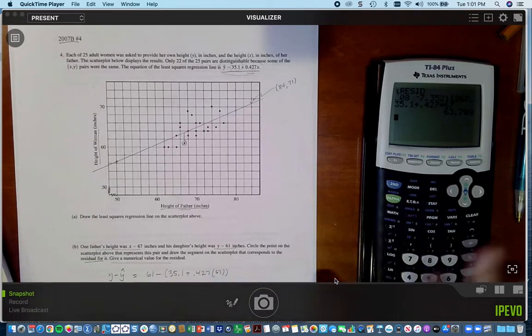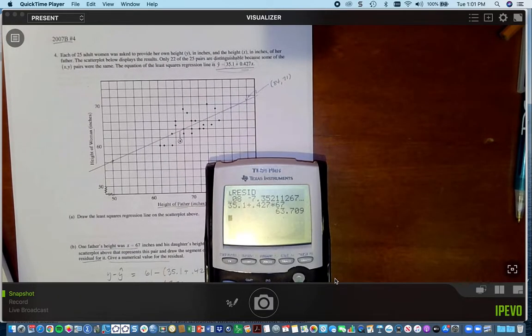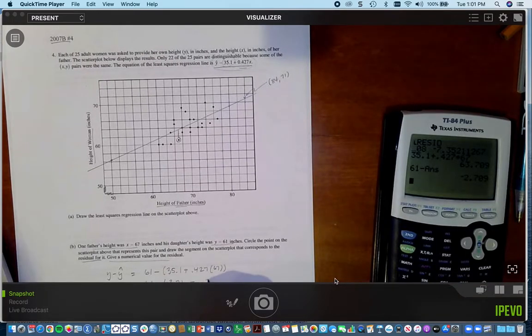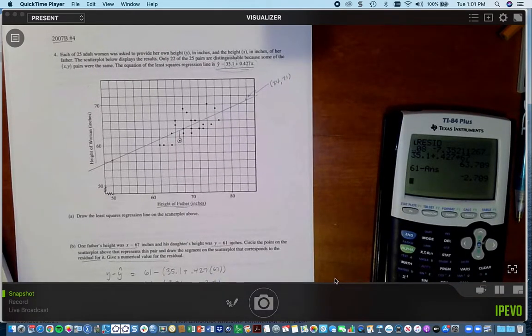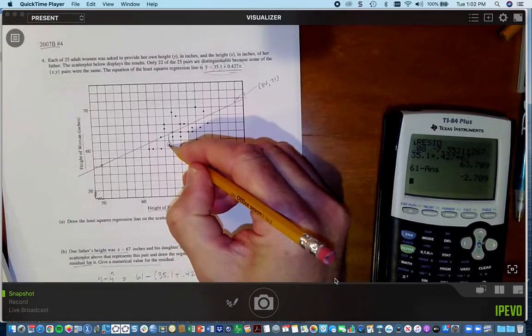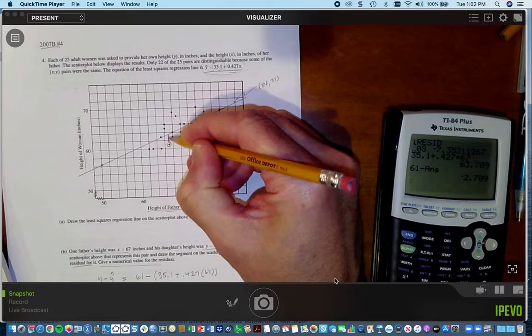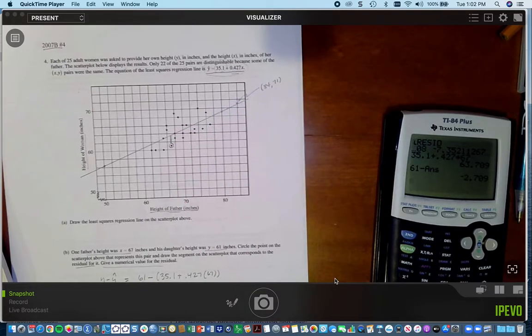All right, and then when I take 61 minus that, I get negative 2.7, I'm going to call it negative 2.71. And it's negative because that point is below the line, and the distance that that point is below the line is about 2.7.